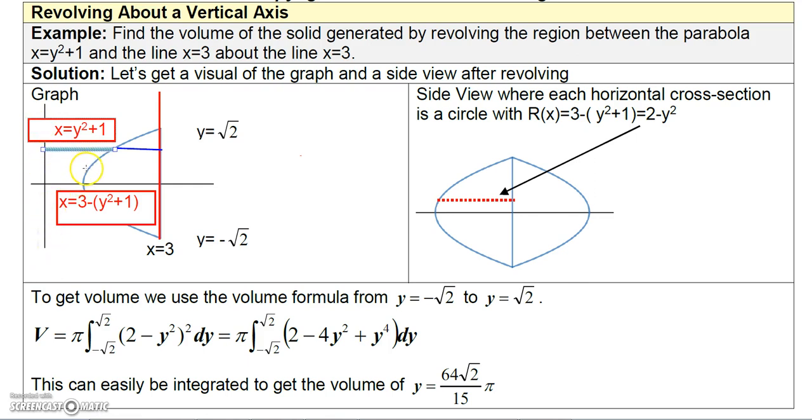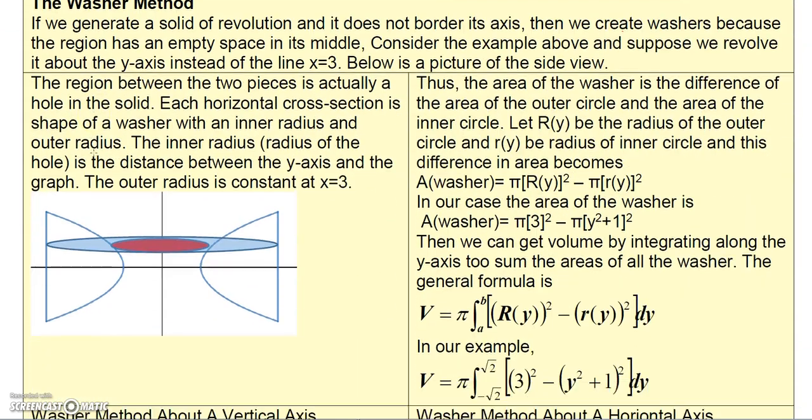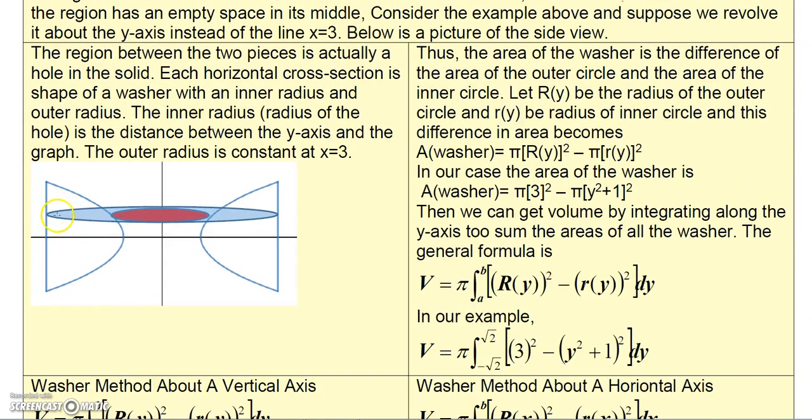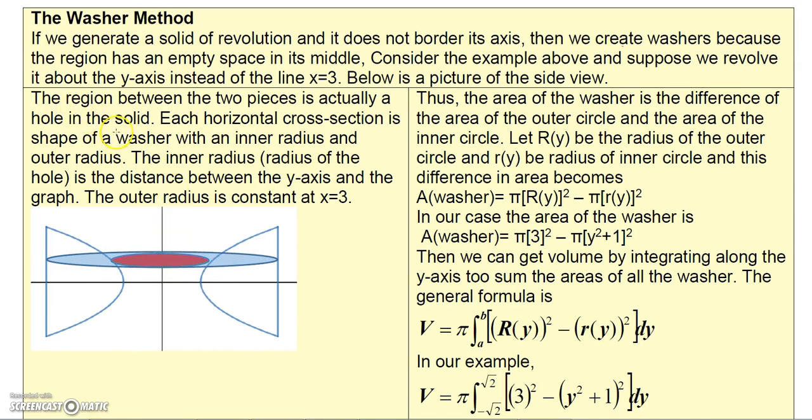Well, then there would be a hole in here, in other words, a circular hole in between. And so we would get solids here on the outside, but we would have kind of a hole in the middle here. Okay? So we would actually have a hole in the solid. Now, each horizontal cross section would be the shape of a washer.